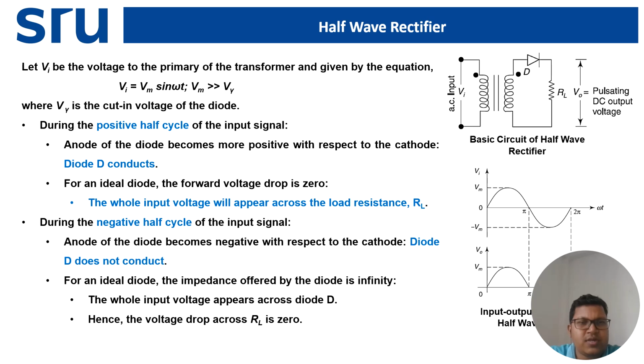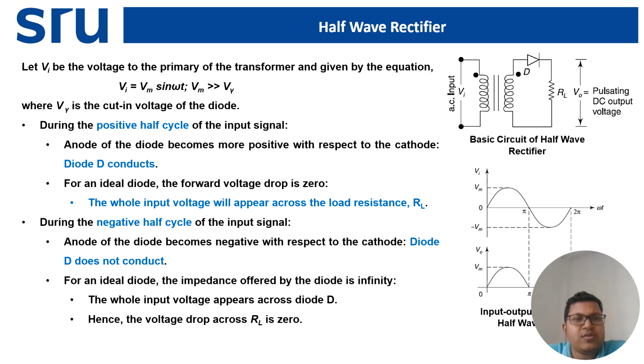Now we will try to understand more details. Let Vi be the voltage to the primary of the transformer. What is the primary of the transformer? As you know, the transformer has two coils, and depending upon the turn ratio of those two coils, we will see the step down or step up performance of the transformer. The input side where the input AC signal comes is called the primary side, or the primary coil, and the output side from where we take the output voltage is called the secondary side. Depending upon the turn ratio of primary and secondary, how much output voltage we get is decided.